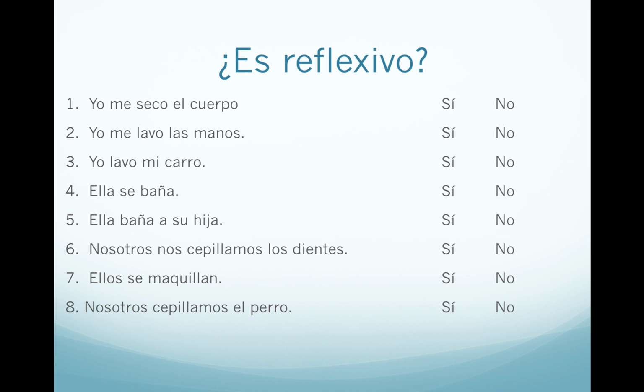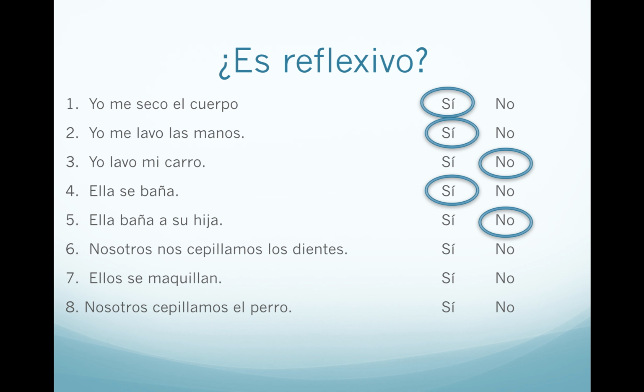To find out if a verb is reflexive in Spanish, you need to see if you can find the reflexive pronoun in the sentence. For example, yo me seco, you can see the me, meaning that it is reflexive. Me lavo has a reflexive pronoun. Yo lavo mi carro, I wash my car, you can see that there's no me anymore, so it's not reflexive. Se baña, you can see the reflexive se. Baña a su hija, not reflexive because we lose the se. Nos cepillamos, yes, we see the nos. Se maquillan, we see the se, so it is reflexive. And cepillamos el perro, no reflexive pronoun, so it's not going to be reflexive.